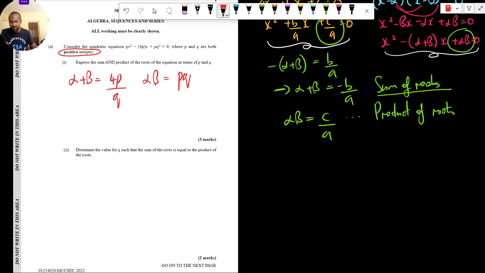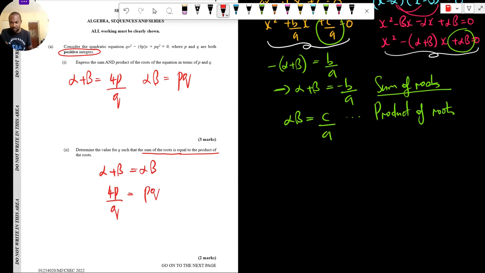Part 2 says determine the value for q such that the sum of the roots is equal to the product of the roots. So let's read it again. Determine the value of q such that the sum of the roots is equal to the product of the roots. What exactly does this mean? It means that if the sum of the roots is equal to the product of the roots, then alpha plus beta is equal to alpha beta. And so we have 4p over q is equal to pq.